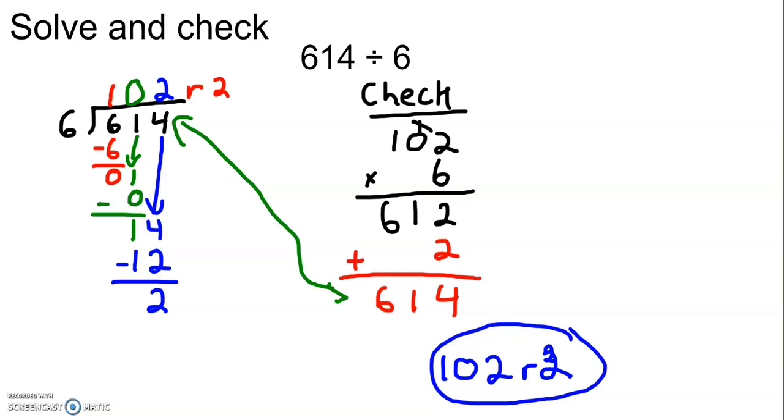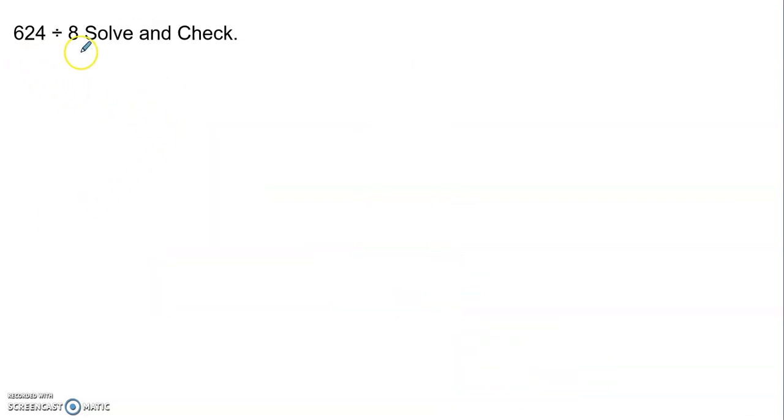Let's do one more problem. So we have 624 divided by 8. So our dividend is 624. That goes inside of our house. And our divisor is 8. And that goes outside of the house.